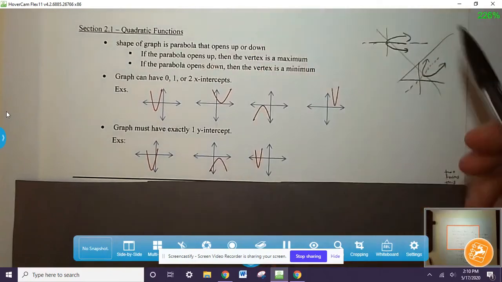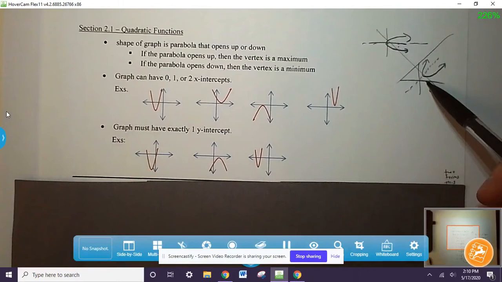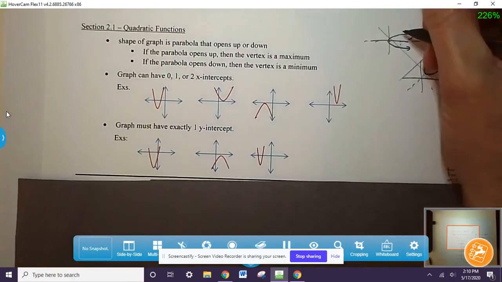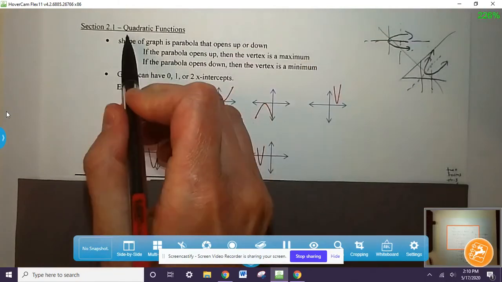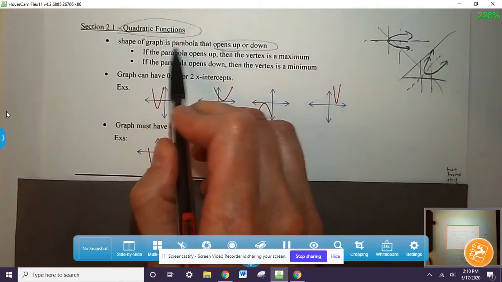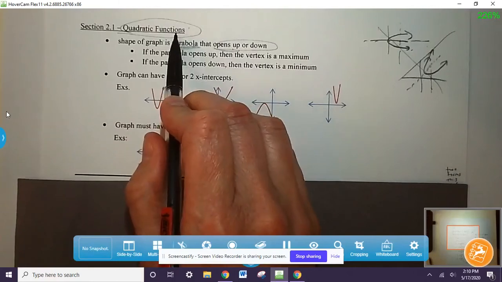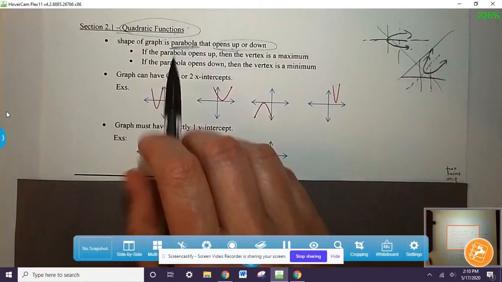So all of these are parabolas, including these. But only these are quadratic functions, the ones that open up or down, because this fails the vertical line test. Here's a vertical line that hits the graph twice. That's not a function. This one fails the vertical line test as well. Not a function. So quadratic functions are parabolas that open up or down, because only those kind of parabolas pass the vertical line test. So this you're already aware of.